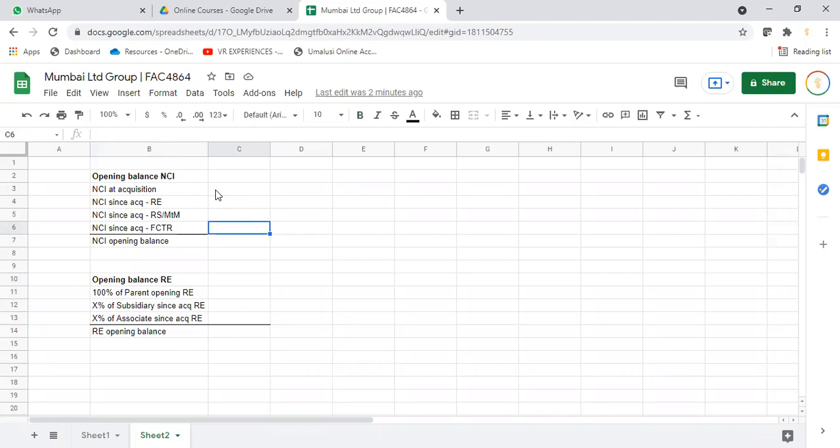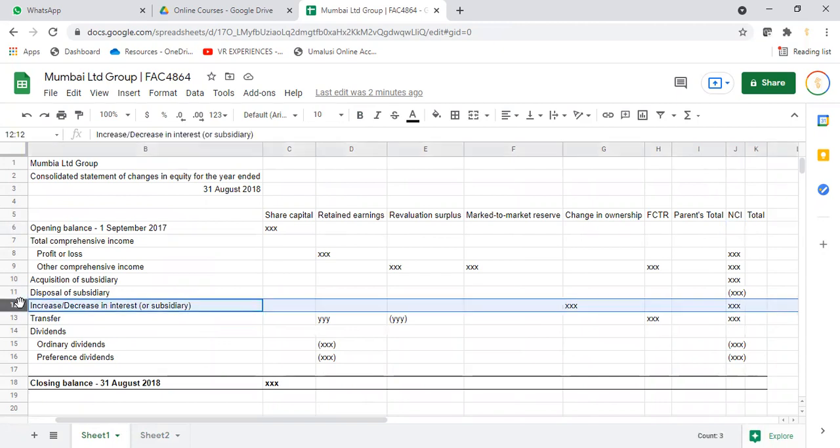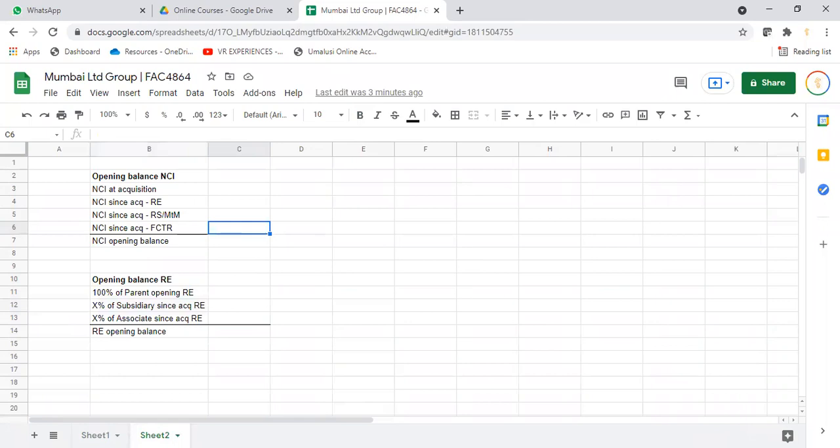Okay. Let me just see, there's another thing I wanted to do. Yes, I just wanted to show you also how we're going to get that number over there, the change in ownership. So how we get the change in ownership number: change in ownership, gain or loss. Okay, so how are we going to go about doing this?